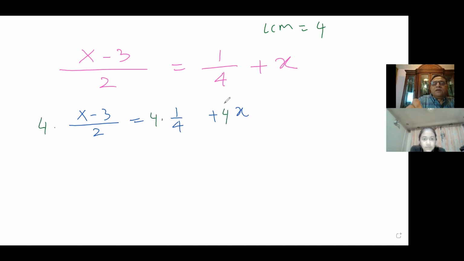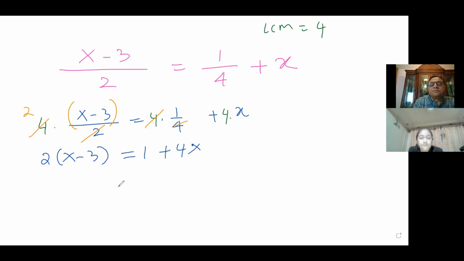Yes. So when I do that, as you can clearly see, this 2 goes 2 times. It should be multiplied with both of them. The 4 gets cancelled. And now I can write down my equation in simplified form. 2 times x minus 3 equals 1 plus 4x, correct? Yes. And now I can open the bracket. 2x minus 6 equals 1 plus 4x.